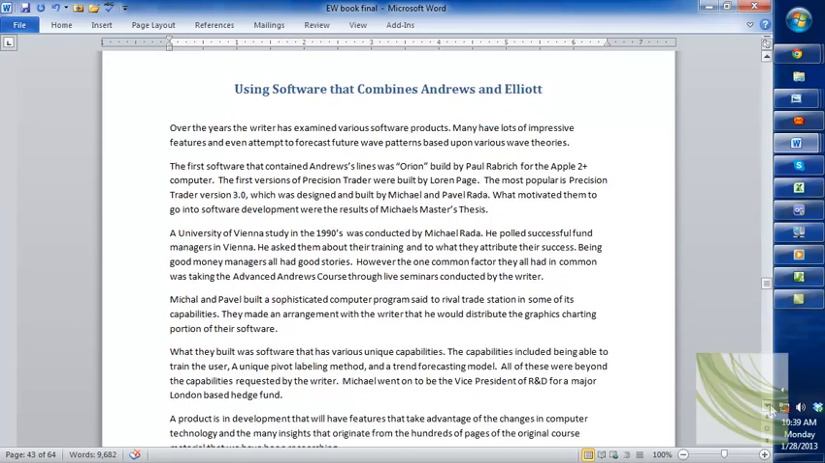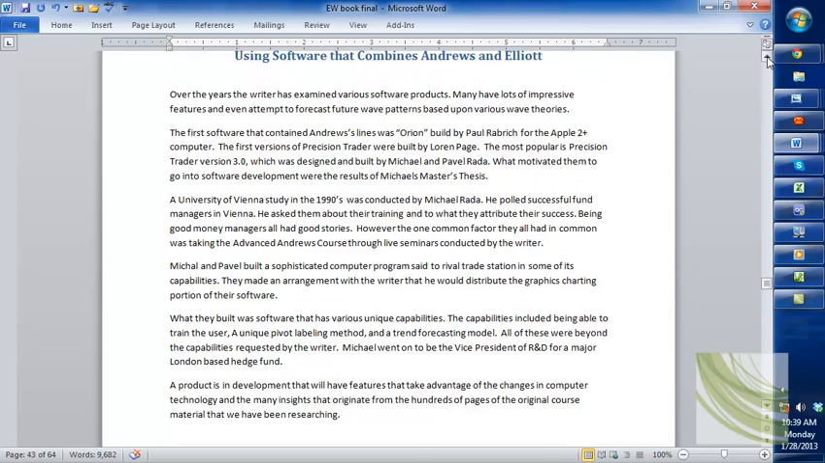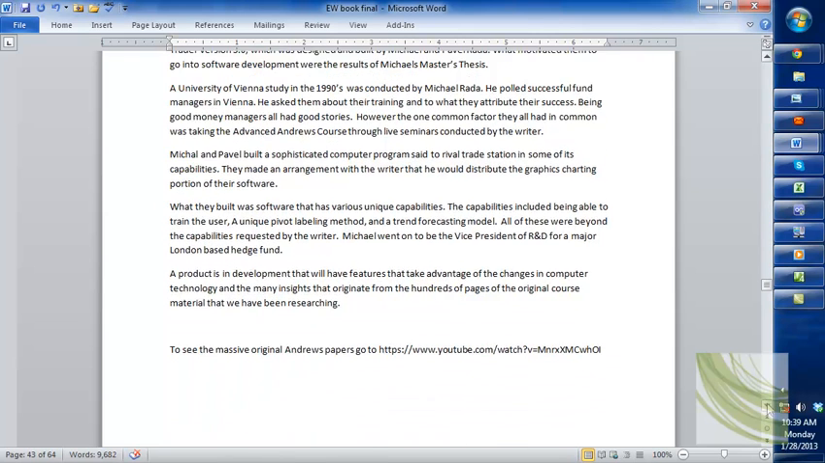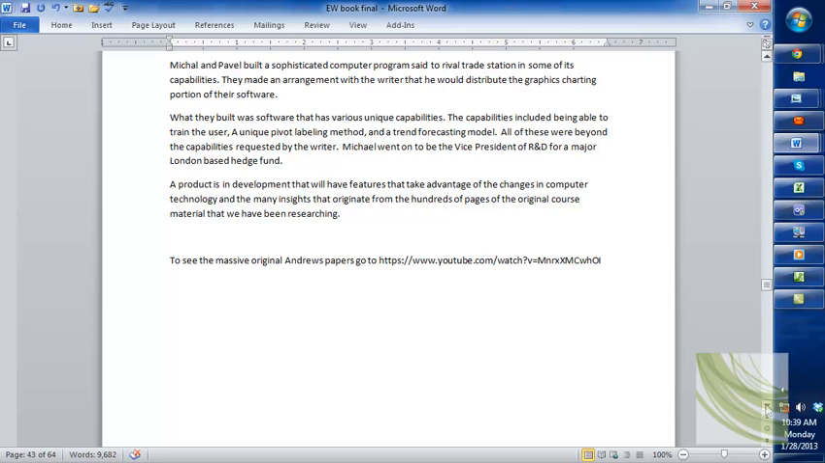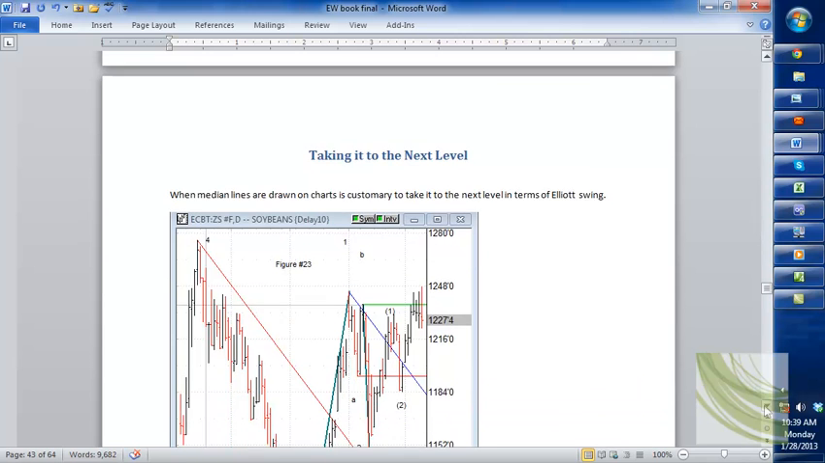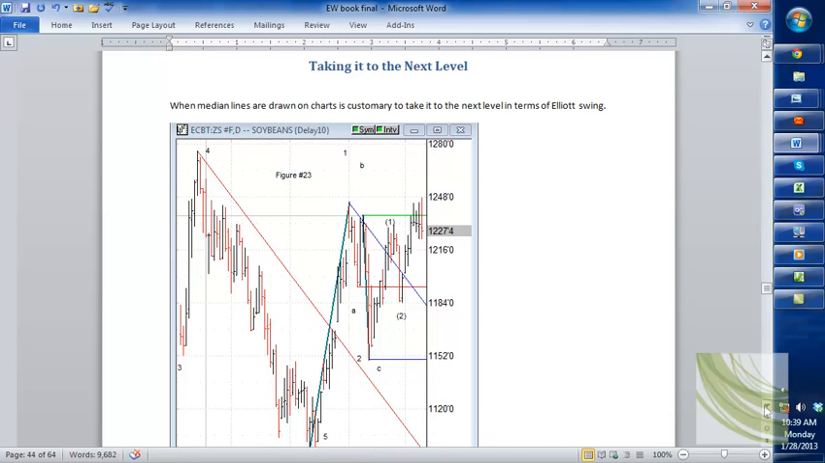Here we go, and using software that combines the 2, we discuss Michael Rada's work. The site is precisiontrader.com, where you can find his work, and his software labels the pivots in a certain way. Good stuff. You talk about taking it to the next level, and that would be doing things like looking to see if the C wave made the ML. If that didn't make the ML, well, that would be good too.